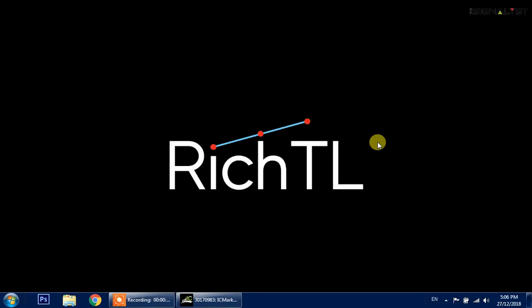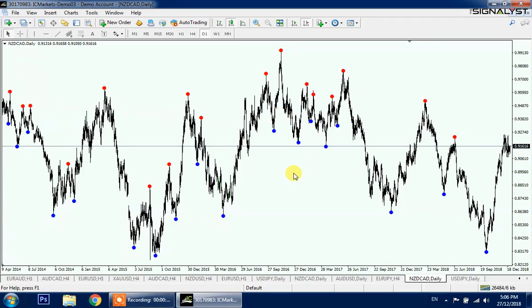Rich here, and today we're going to learn how to spot and draw objective support and resistance levels. Here we have our RichTL indicator default settings attached to a NZD card daily time frame. I usually like to draw my levels on the daily and weekly time frame, then dive into H4 and H1 for entries. We are going to use the same rules we used to draw trend lines, so we need at least 3 dots to consider drawing our support and resistance levels.